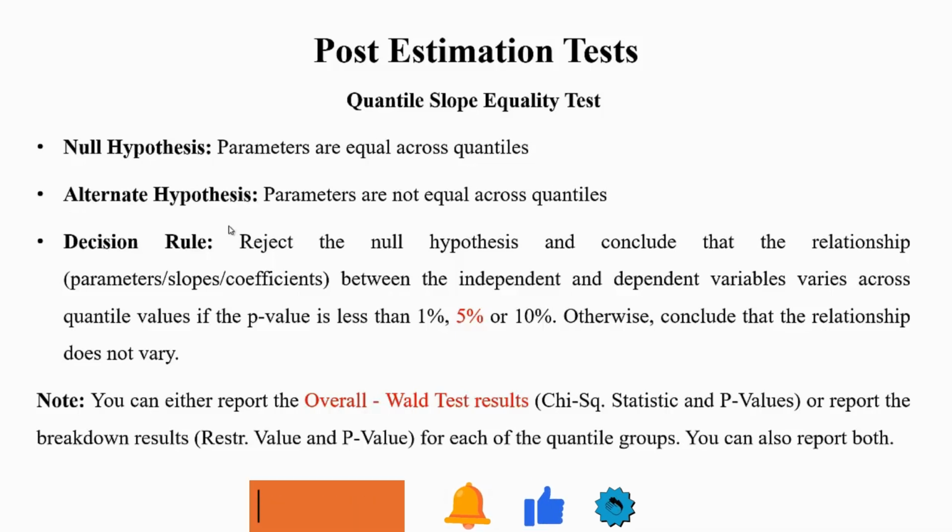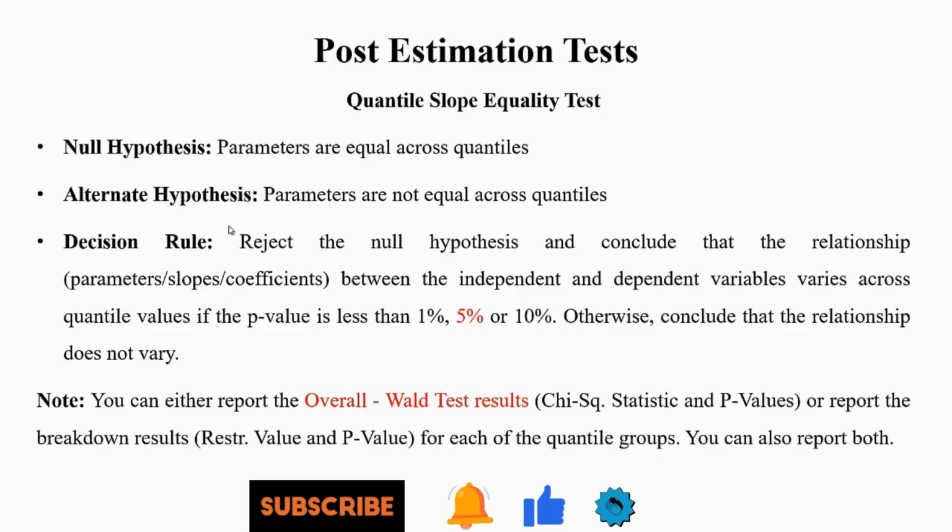But if the probability value is greater than 5%, then you conclude that, if the probability value is less than 5%, you conclude that the parameter varies, that is, they are not equal. But if it is otherwise, that is, if the probability value is greater than 5%, then you say that the parameters do not vary, that is, the relationship is constant.